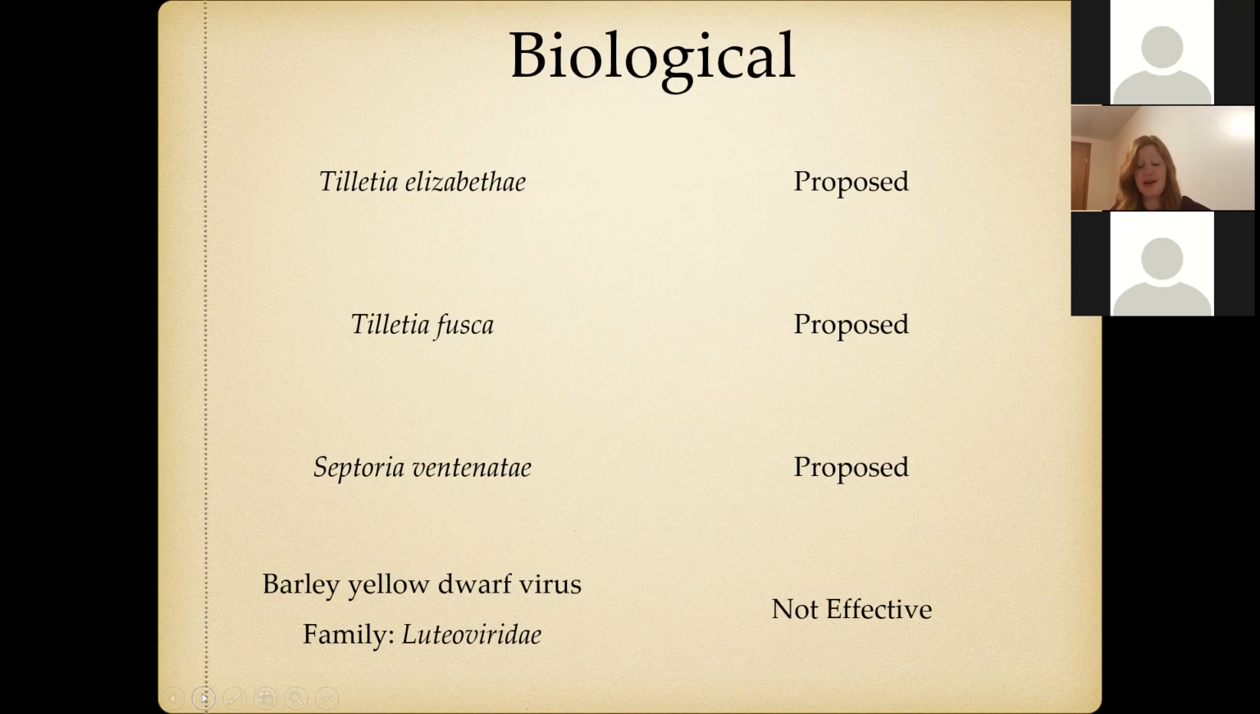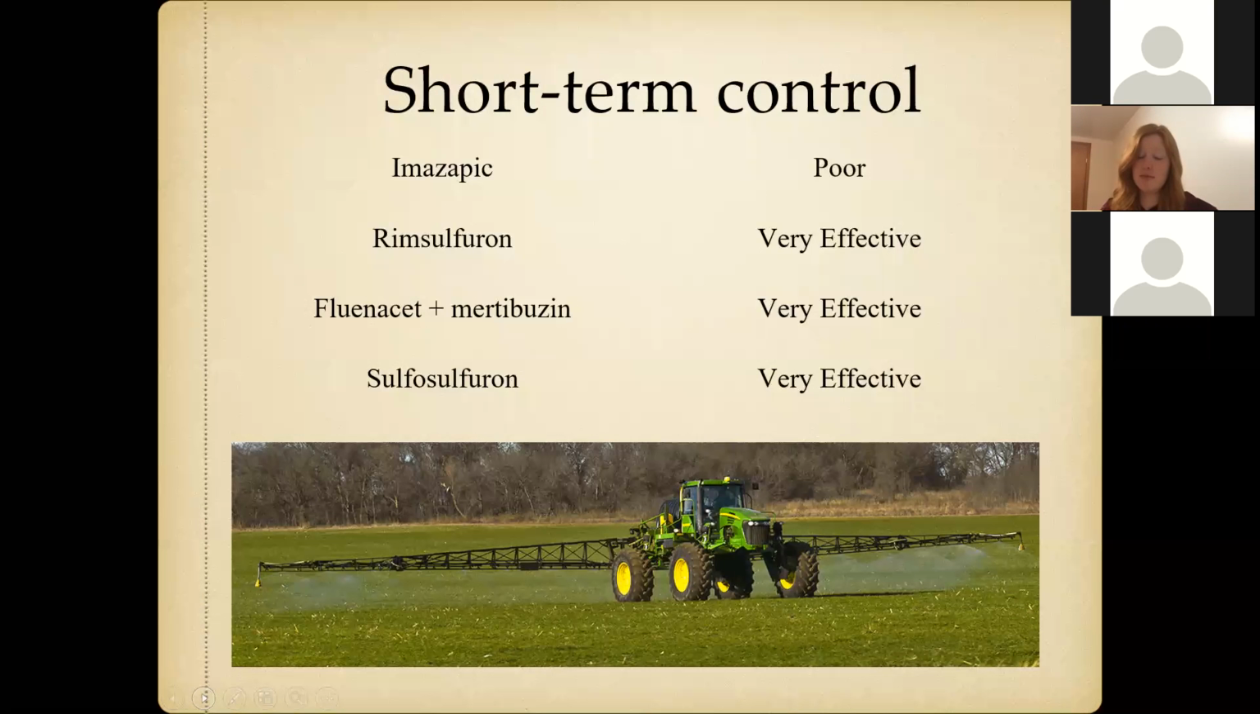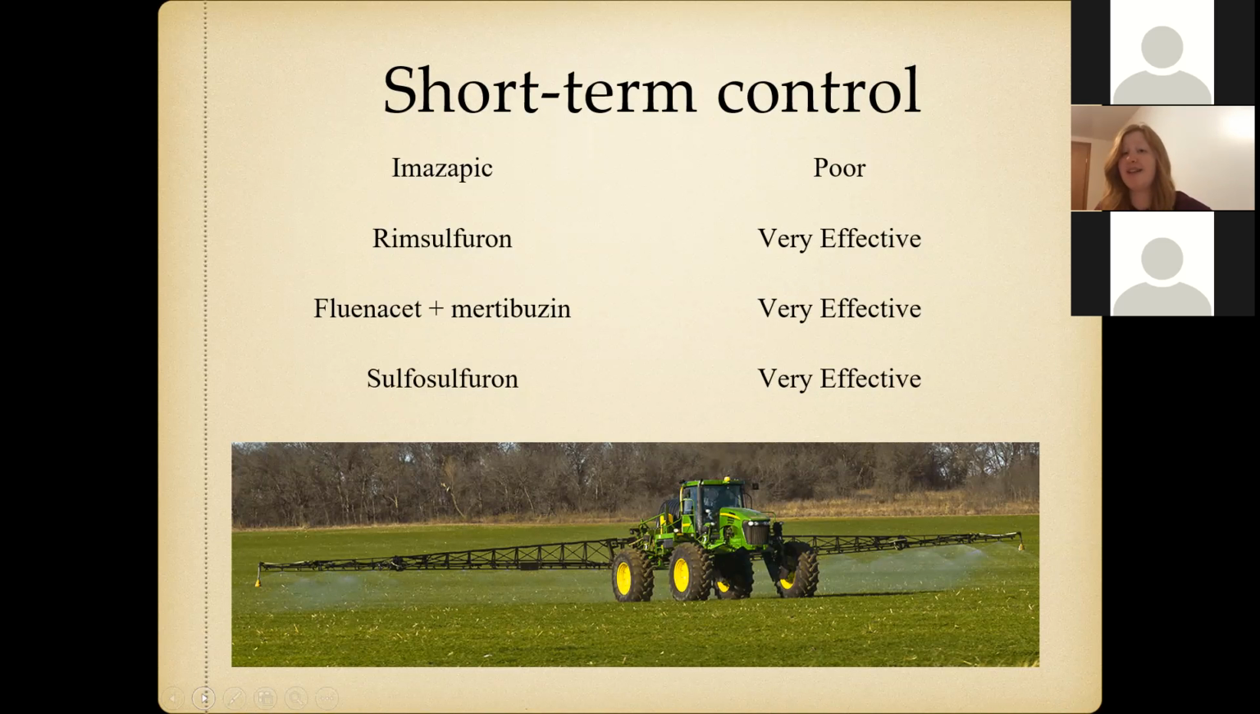The last category of control methods that I'll be addressing is chemical control methods. These by far saw the greatest success rates overall, with glyphosate and picloram being the only ones that were non-effective as treatment methods for Ventenata dubia. So I'm going to be breaking these down into two, short-term control and long-term control. The short-term control methods I classified as only providing single-season control. These include rimsulfuron, flufenacet with metribuzin, sulfosulfuron, and imazapic.